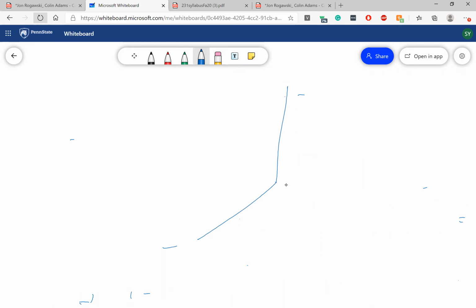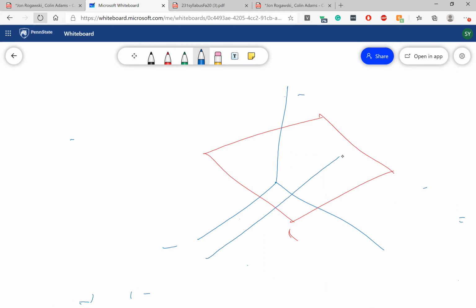So first, they gave us a plane. So here's a plane and a line. So here's the line. And it goes through the plane at some point. It intersects the plane at this point over here. And we want to know what this point is.